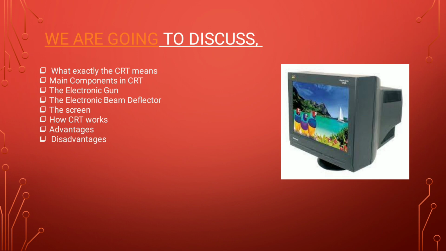So, what are we going to discuss in this PPT? What exactly is the CRT, or the cathode ray tube, and what are the different components required in a CRT? The different components are the electron gun, the electron beam deflection, and the screen which is displayed, and how the CRT works, how it operates, and some of the advantages and disadvantages.